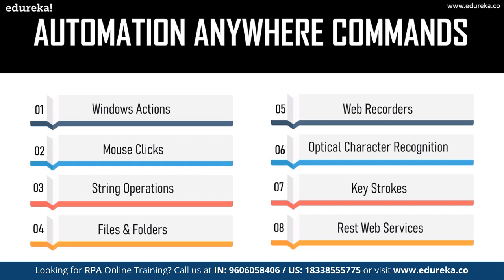And finally, we have the REST web services. Well, the REST web services are used to automate the task of fetching data from JSON APIs and storing it. So guys, those were the top commands of Automation Anywhere.